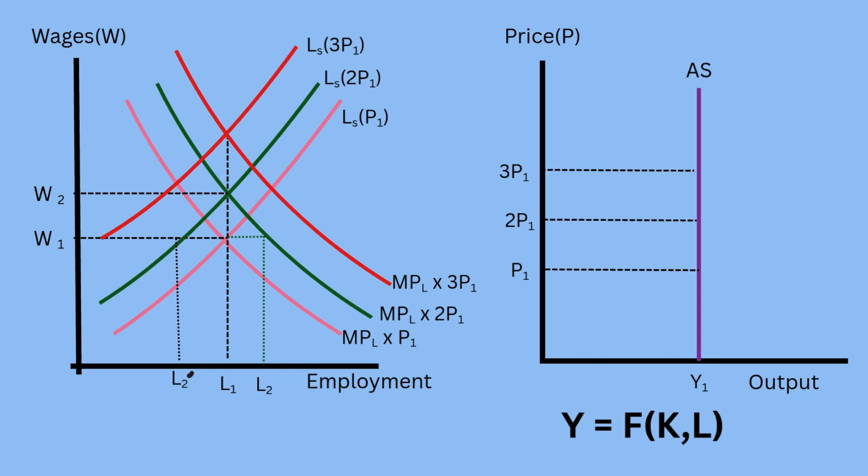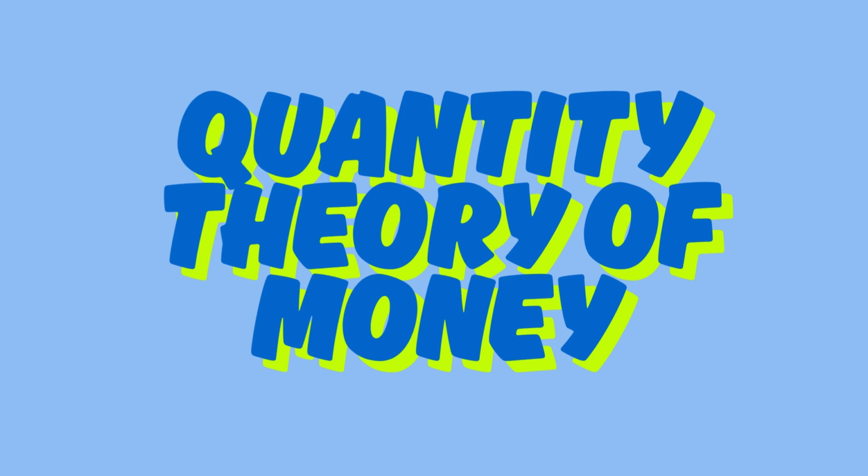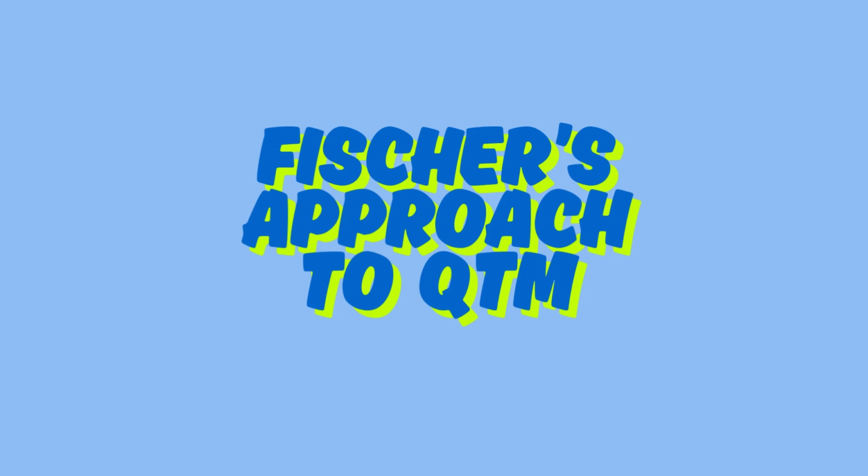So now we've covered an integral part of the classical school of thought. Let's move on to how price is determined in the classical theory. For this, we need to understand the quantity theory of money. There are two different approaches to the quantity theory of money, but the implications of both the approaches are the same. First, let's understand Fisher's approach to the quantity theory of money.